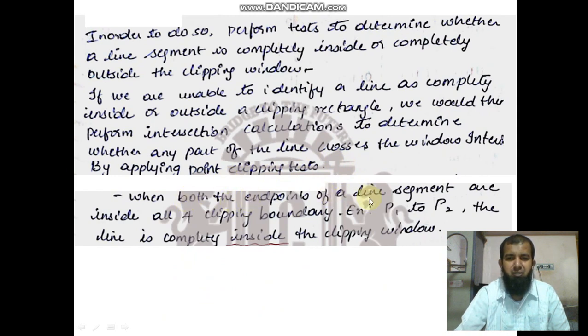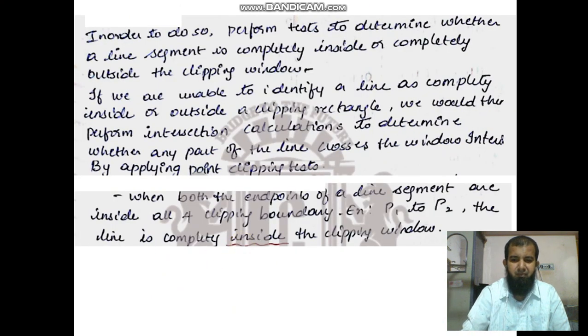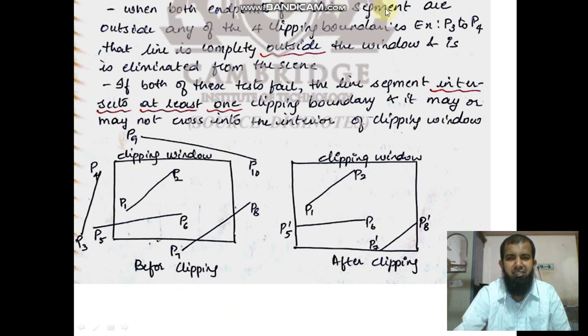When both endpoints of a line segment are inside all four clipping boundaries, for example P1 to P2, the line is completely inside the clipping window. When both endpoints of a line segment are outside any of the four clipping boundaries, for example P3 to P4, that line is completely outside the window and is eliminated from the scene. So this line is not displayed here.